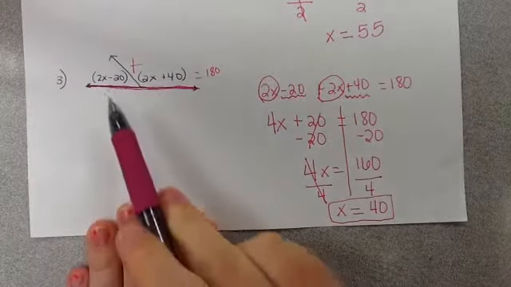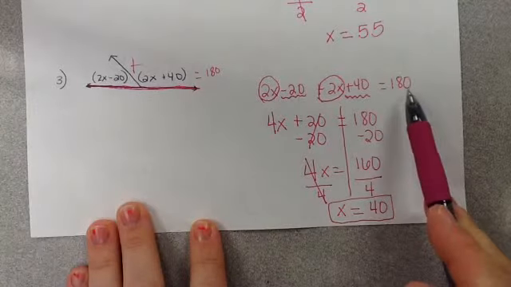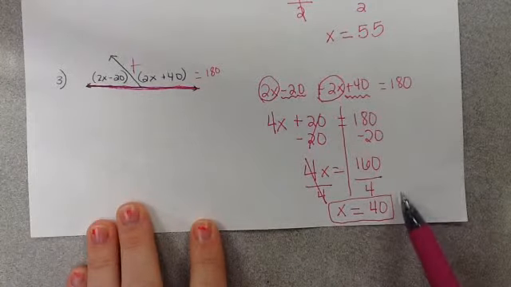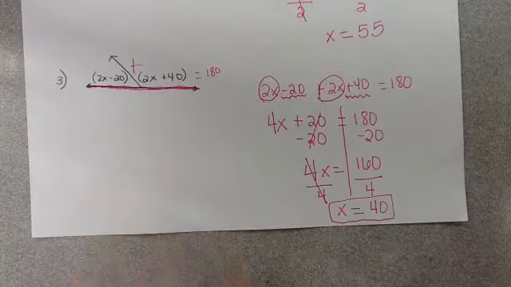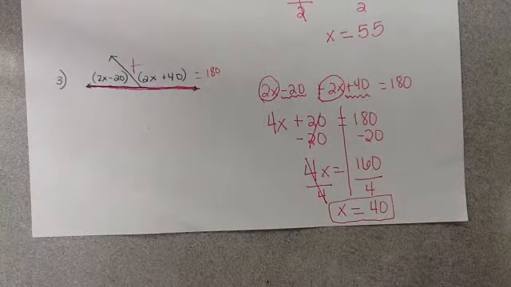Since they are a straight line, add them together, make them equal to 180, solve for x. Complementary equal 90. Supplementary, make that straight line or 180 degrees.